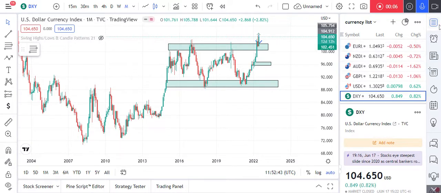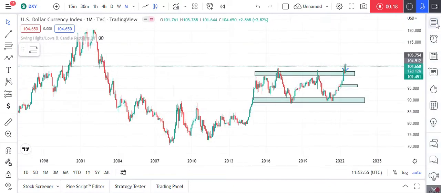Today we'll be analyzing the dollar index and checking the impact it has on EURUSD, NZDUSD, AUDUSD, GBPUSD, and also USDCAD. So now let's get into business and analyze this.